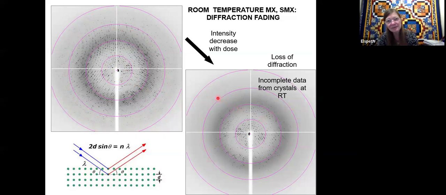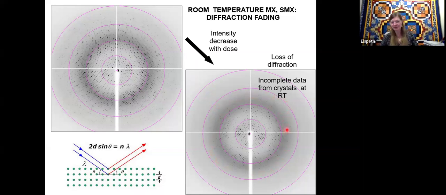You can see that everything out here has gone. This is about 3.5 angstroms, this solvent ring here. This ring is due to the scattering from the liquid in between the protein molecules. So we then have incomplete data, and it's low resolution data.